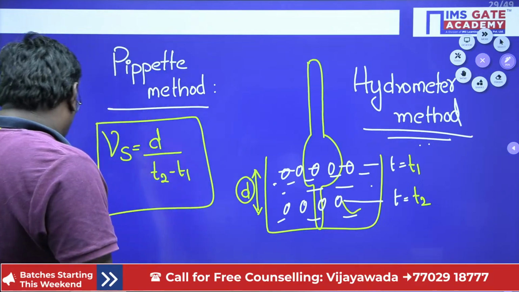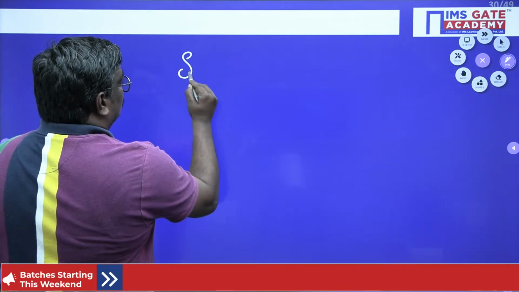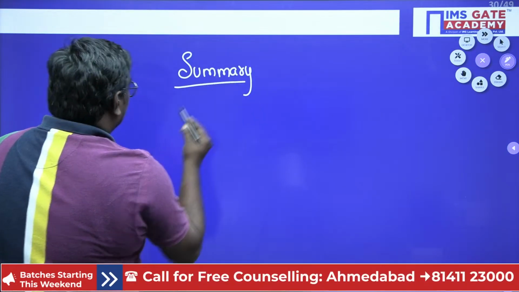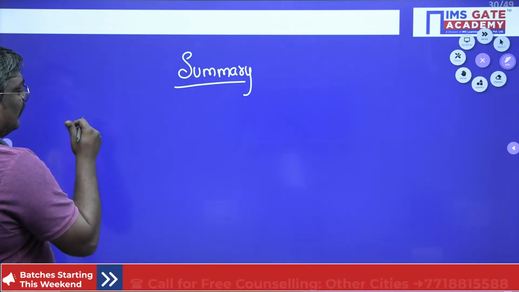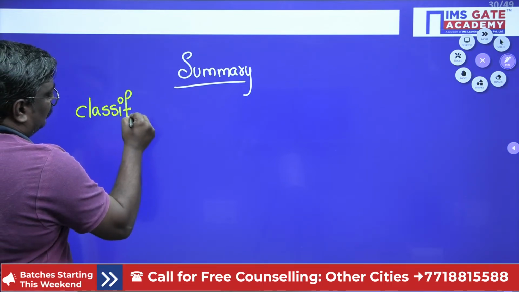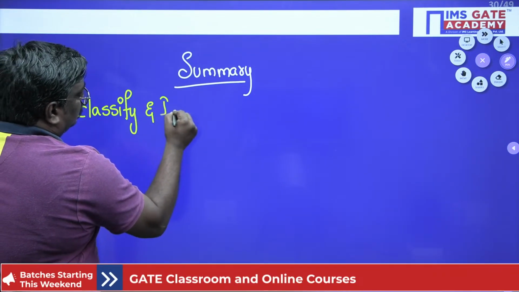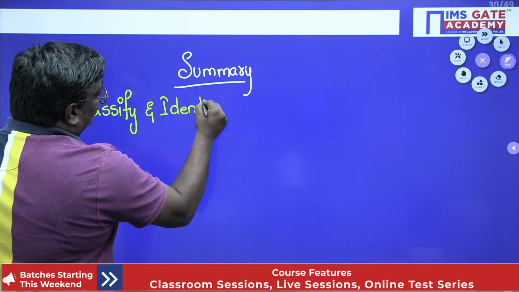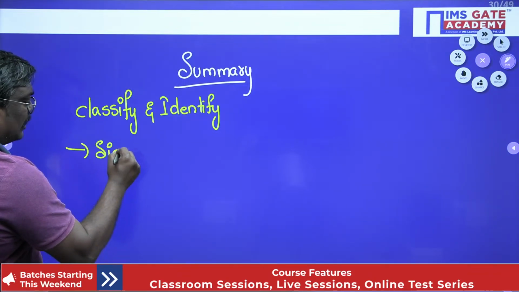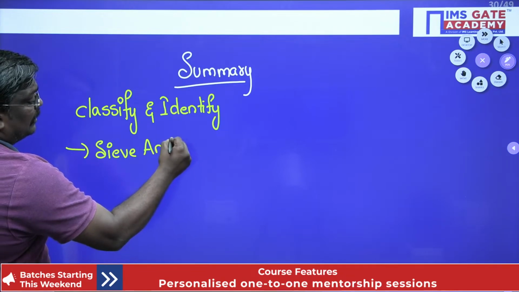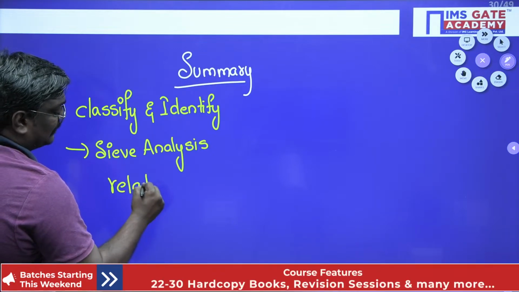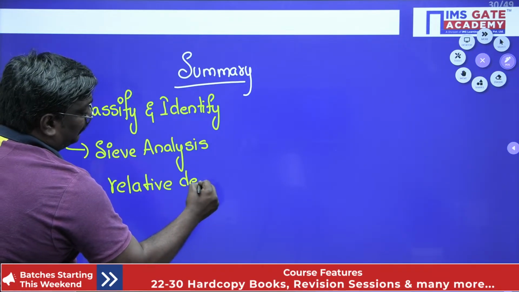So this is all about the index properties. When I talk about the summary of this topic, index properties are useful for classifying and identifying the soil. What do you understand, students? Index properties are used to classify and identify the soil. Also, for coarse-grained soils, we have studied sieve analysis, and we also have studied relative density in case of coarse-grained soil. The relative density is nothing but the density index, (e max minus e) upon (e max minus e min).